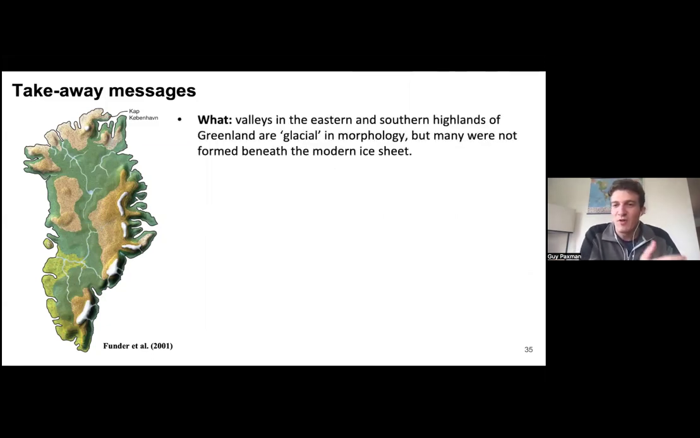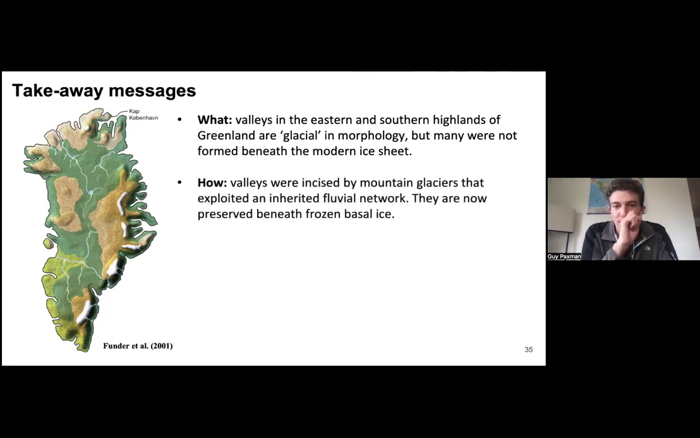One of the key things we've found here is that we see these valleys in the eastern and the southern highlands of Greenland, which are quite distinctly glacial in their morphology. They look like mountain glacial valleys, but many are not formed beneath the modern ice sheet. They're just not consistent with what we expect to see beneath the modern ice sheet today. So how were they formed? I think it's very likely that these were incised by mountain glaciers, mountain ice fields, which were exploiting an existing inherited fluvial network that would have existed prior to the glaciation. And they're now very well preserved beneath frozen, slow-moving basal ice in these parts of Greenland today.